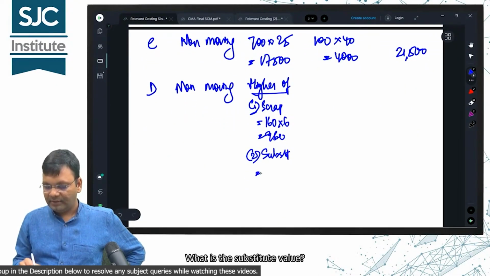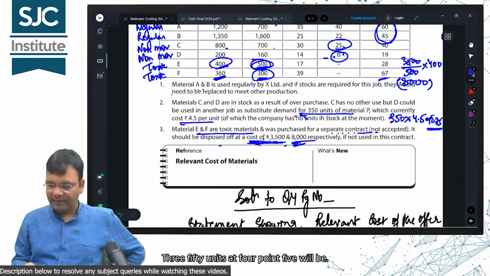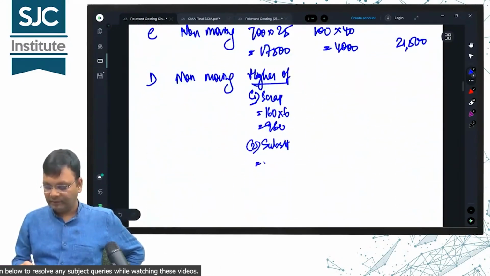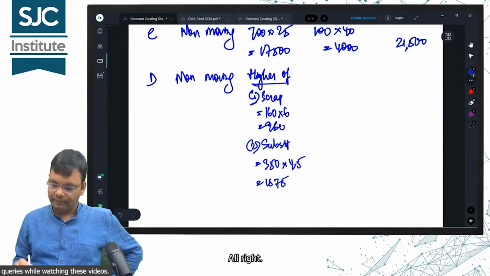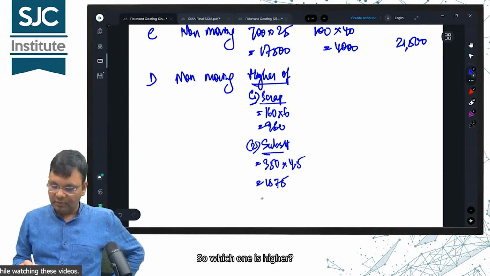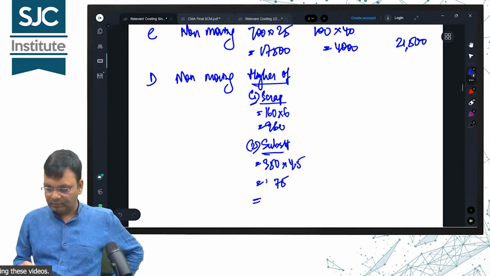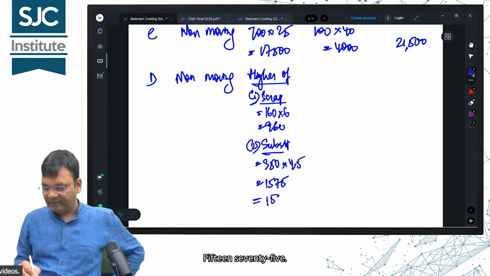What is the substitute value? 350 units at 4.5 will be 1575. All right. So which one is higher? 1575.